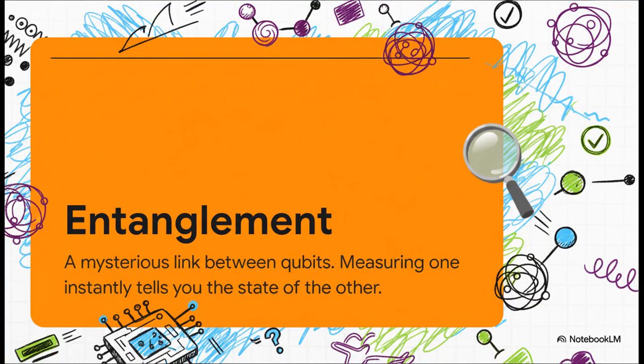Now, the second superpower is even weirder, if you can believe it. It's called entanglement. This is a deep, almost spooky connection between 2 or more qubits. If you have 2 entangled qubits and you measure one and find out it's a 0, you instantly know its partner is a 1, even if it's on the other side of the planet. They're linked. They act like a single, incredibly powerful system.